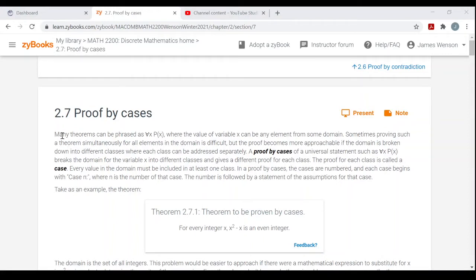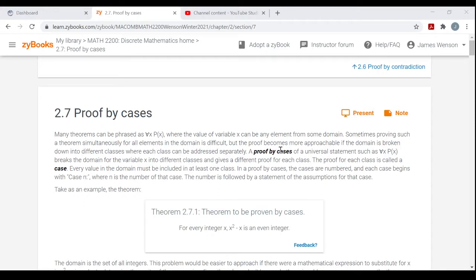So, proof by cases. Many theorems can be phrased as, for every x, p of x. P of x is some predicate, and for every value in the domain, the statement p is true, where the value of a variable x can be any element from some domain. Sometimes proving such a theorem simultaneously for all elements in the domain is difficult. But the proof becomes much more approachable if the domain is broken down into different classes, like the different pieces earlier, where each class can be addressed separately.